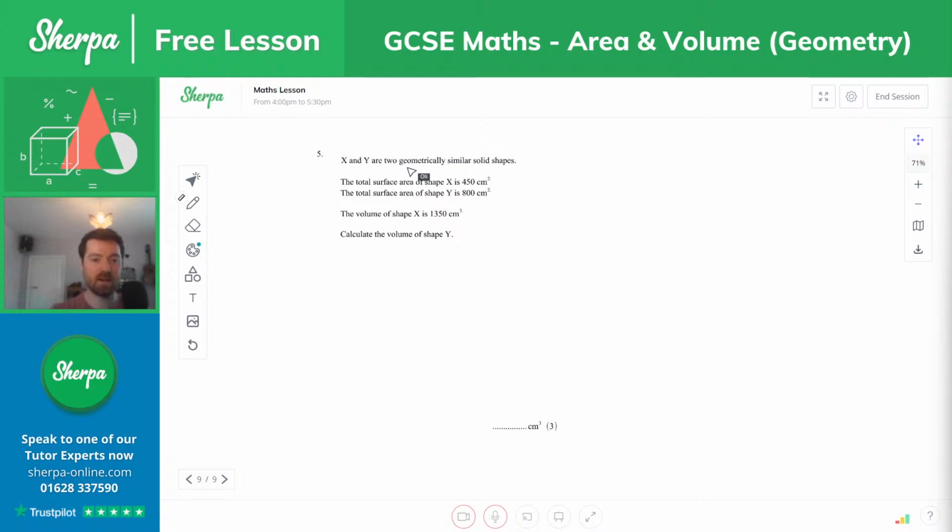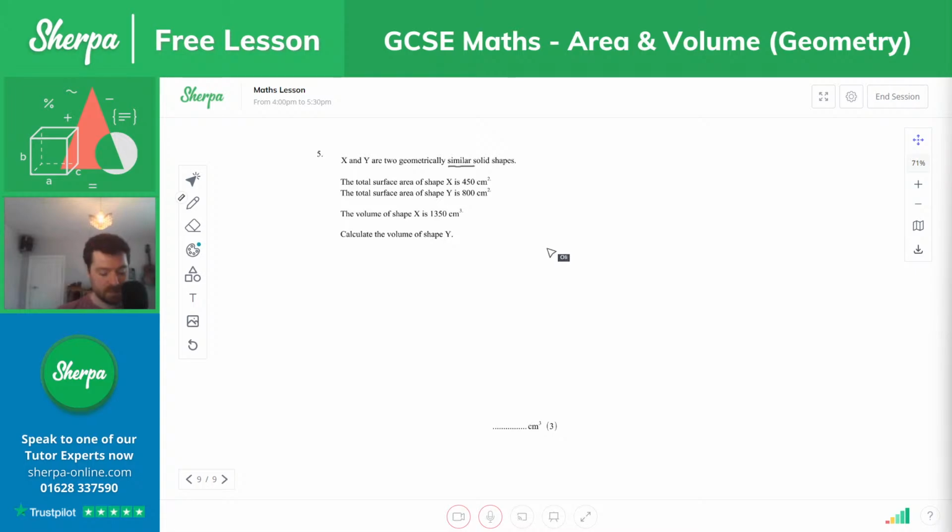We've got X and Y are two similar solid shapes, so we know they're the same shape but different sizes. And we're told the total surface area of X is 450 and the surface area of Y is 800. And we're also told the volume of X is 1,350 centimeters cubed. Calculate the volume of shape Y.